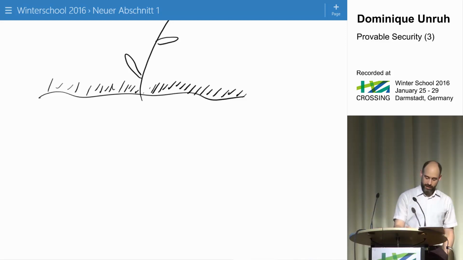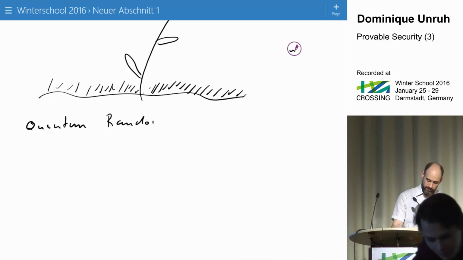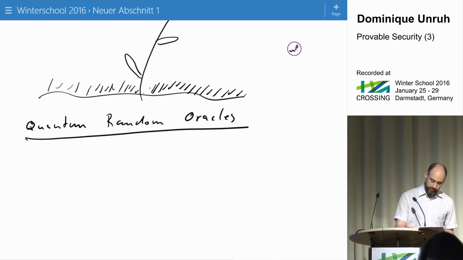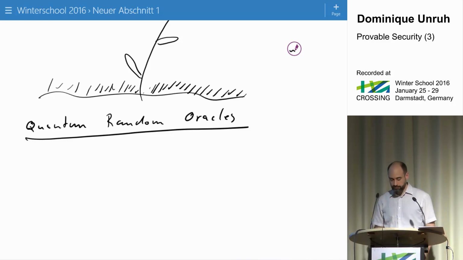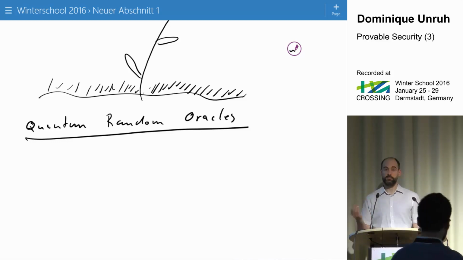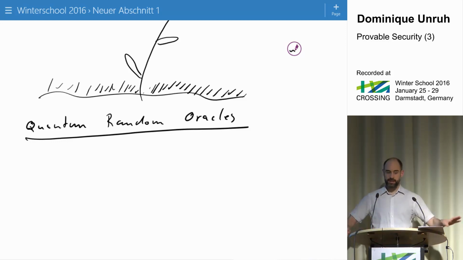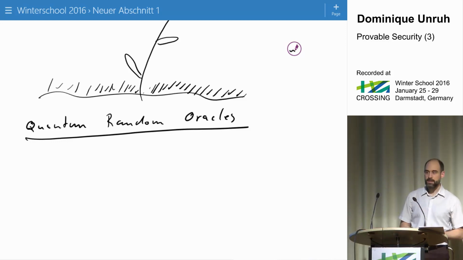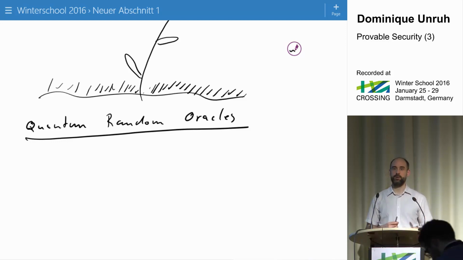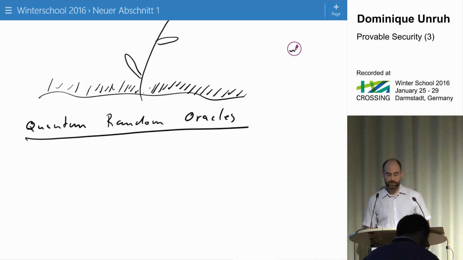So I will be talking today about quantum random oracles. And let me first tell you about random oracles in German. So we forget quantum for the moment, and we will try to understand what random oracles are about in classical cryptography.